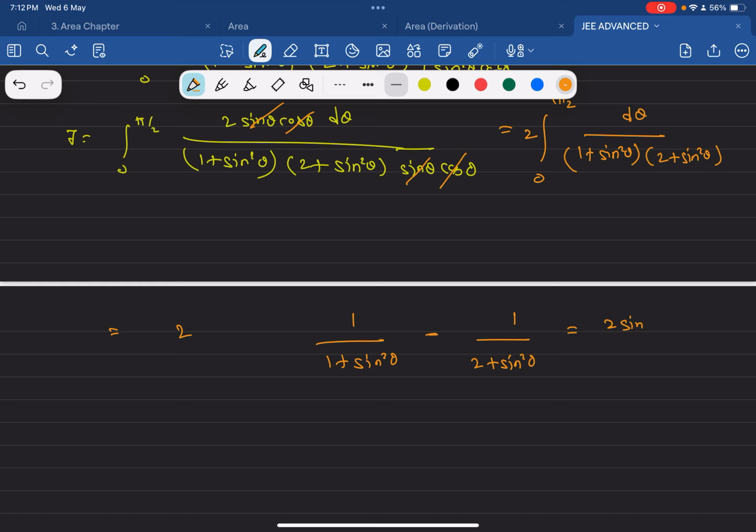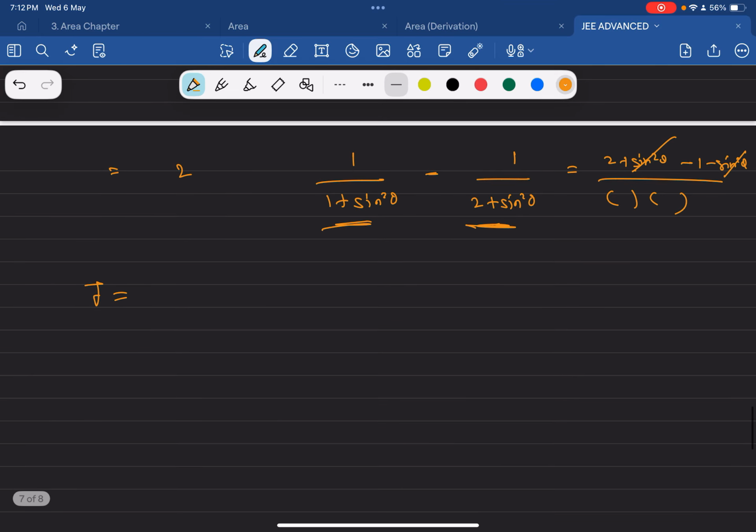If you do the cross multiplication, 2 plus sine square theta minus 1 minus sine square theta upon these two factors, the sine square theta cancels out, so we get 2 minus 1. So basically this factor can be replaced by this one minus this one. So let us write it again.